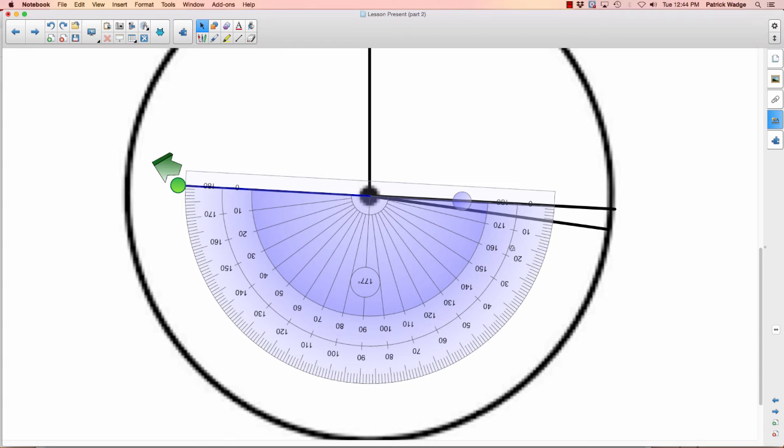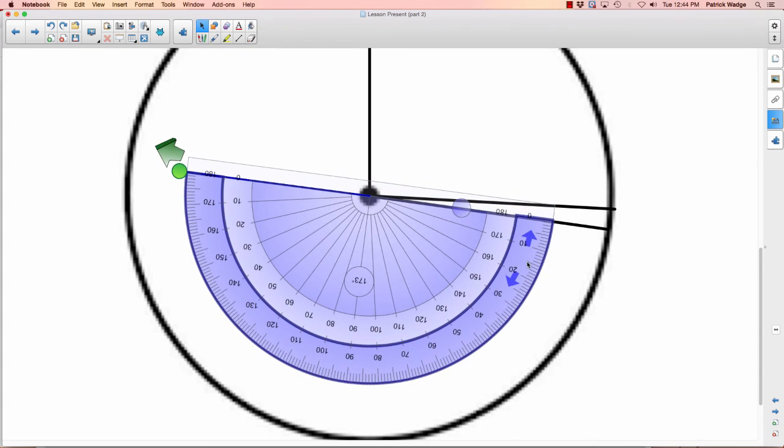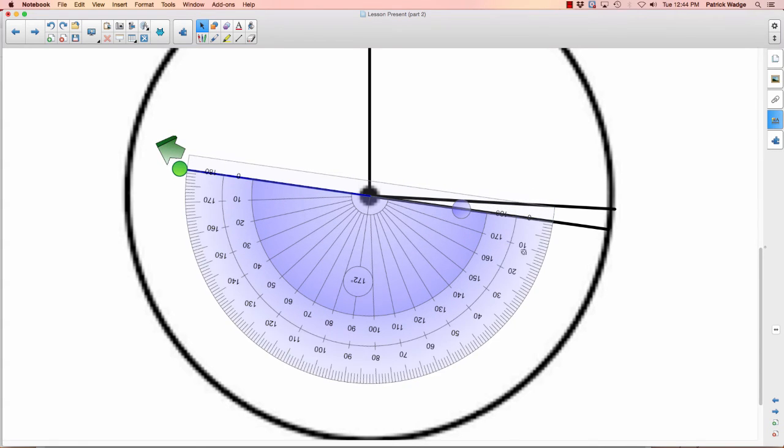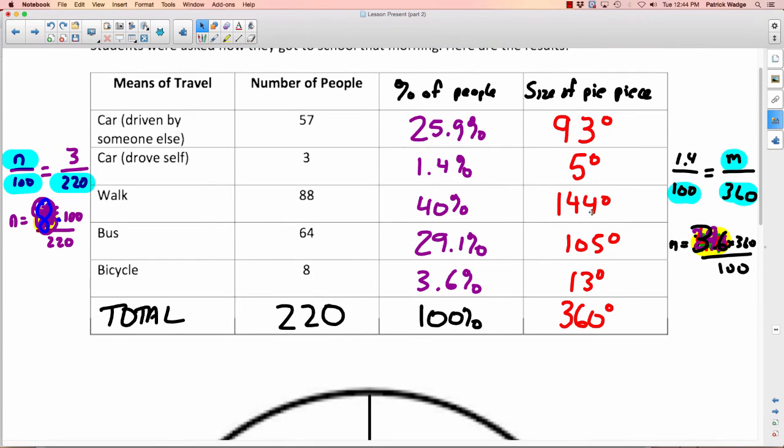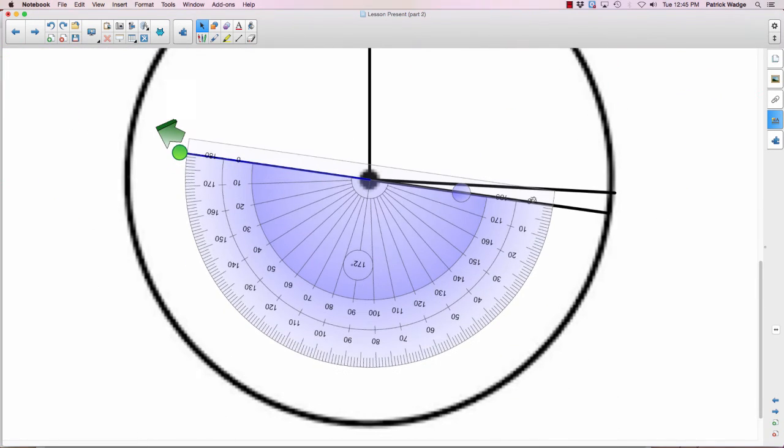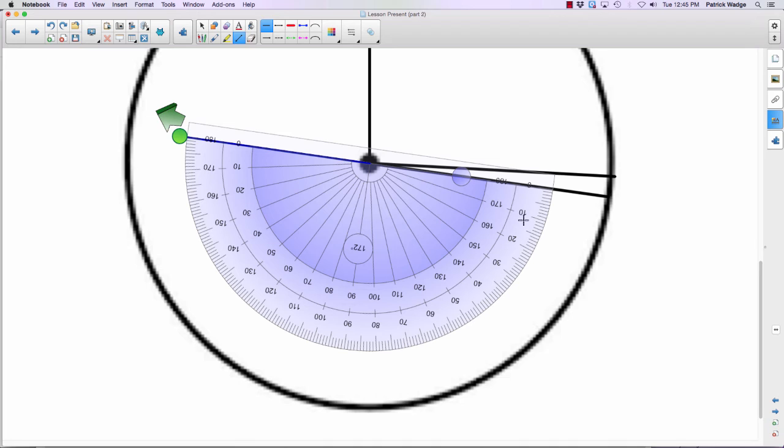So give me a second and I'll spin it right to there. We want that 0 line to travel right along the latest line that I drew. And how much am I going this time? Whoa, 144 degrees. All right, let's do this. 10, 20, 30, 40, 50, 60, 70, 80, 90, 100, 110, 120, 130, 140. There's 145, so just before that one right there. So from the center out to 144, which is right there.